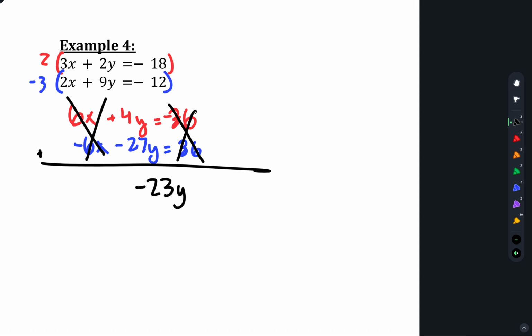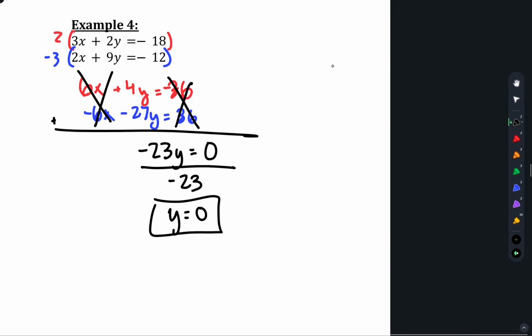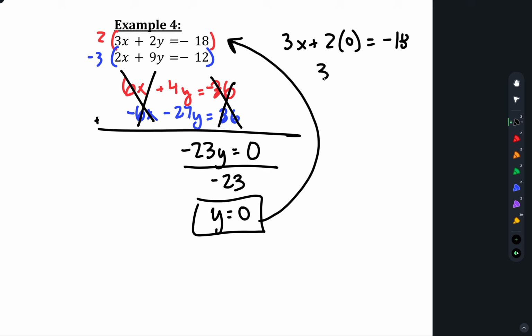It goes to 0. Now, for some reason, we freak out when we see something like this. I'm showing this to you right now so that we don't freak out. How do I finish solving this? We have to divide by a negative 23, and what do we get? 0 is a solution. So if you get negative 23y equals 0, please don't panic. Please just finish your problem. Divide by the negative 23. 0 divided by anything is 0, and we can plug it back in. 3x plus 2 times 0 equals negative 18, or x equals negative 6.